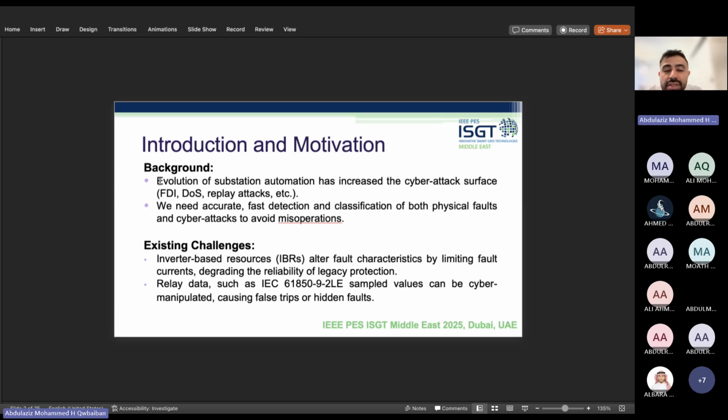The substations in power systems, like the Aramco substation that they're building right now, are evolving and they have a cyber attack surface. You can have false data injection, replay, or denial of service. So we need accurate, fast detection and classification of both physical faults and cyber attacks to avoid misoperation. We have two types of issues: either faults, أخطاء في السيستم نفسه, or attacks بالdata.